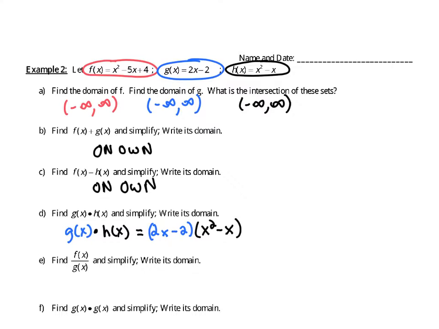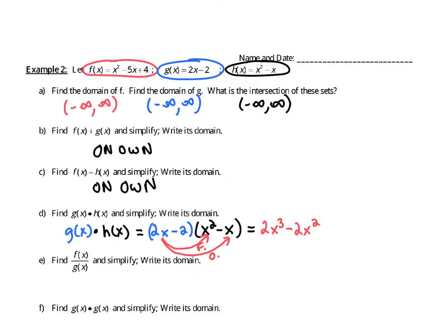Example 2 gives you three functions and asks you to perform various operations with each of them. In example 2a, you're asked to find the domains of each individual function, and I've written them for you below. Now recall that all of these functions are either quadratic or linear, and all quadratic and linear functions will always have a domain of negative infinity to positive infinity.